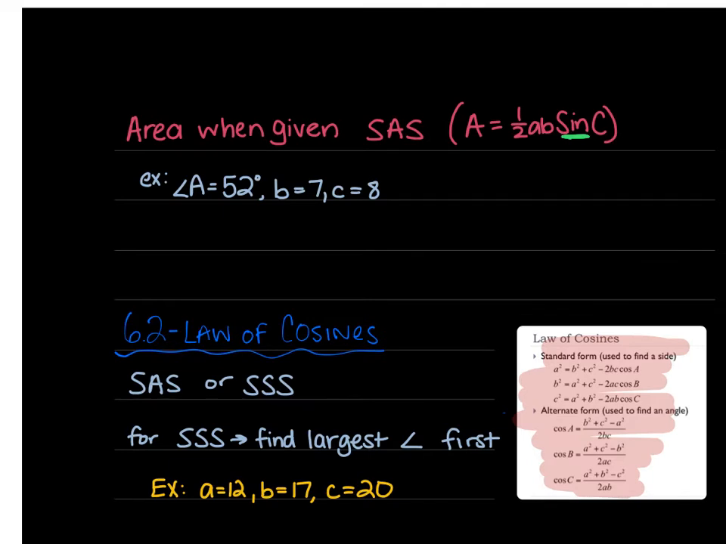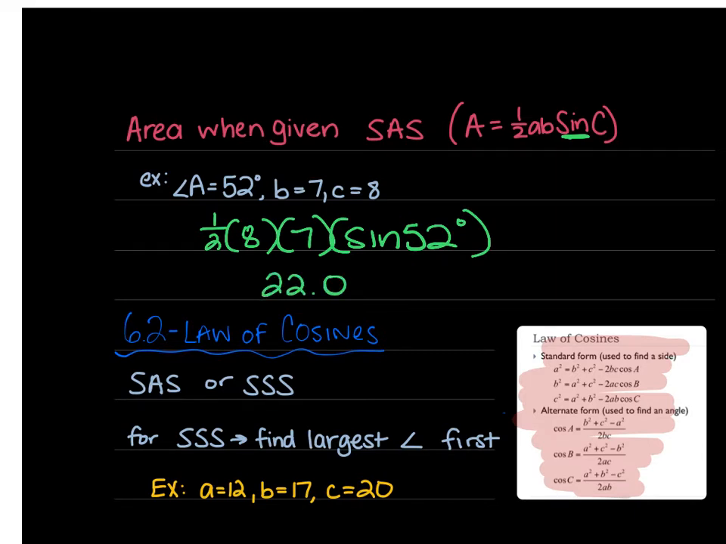So super easy, just plug it in, right? 1/2 times 8 times 7 times the sine of 52. And then type it in the calculator. I get 22.06, and it would be whatever the units is squared.